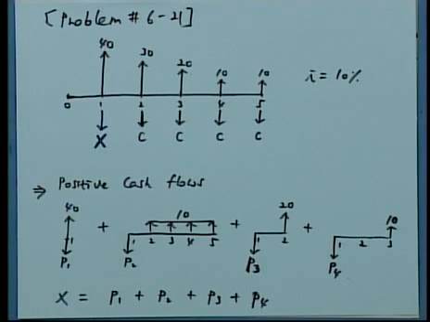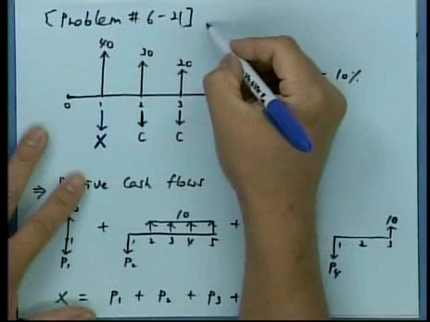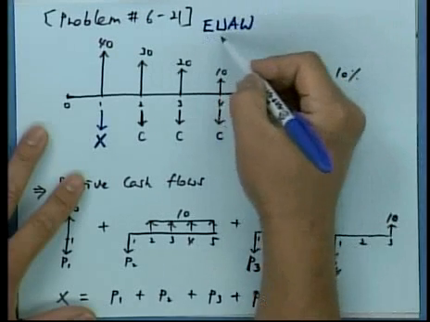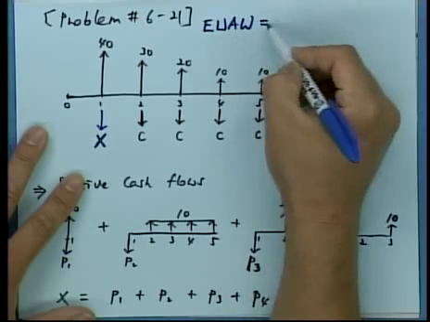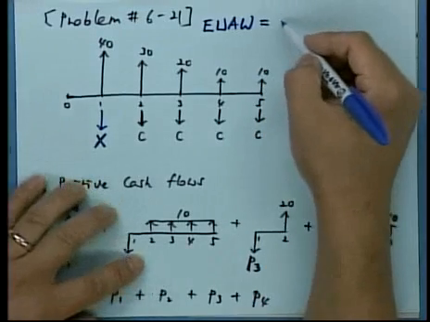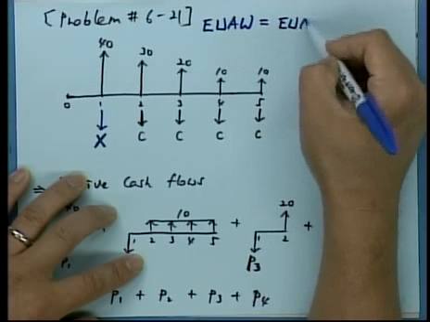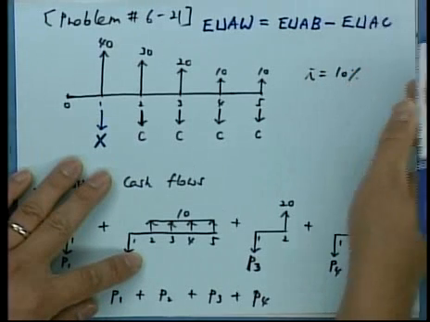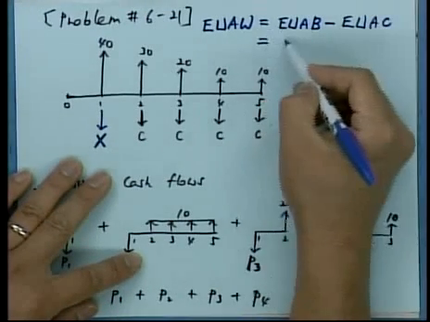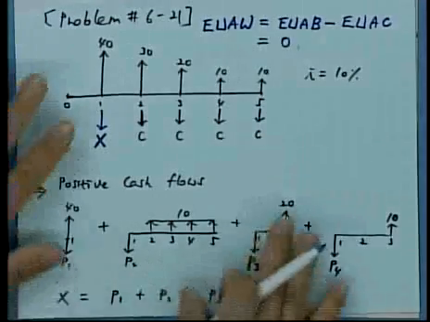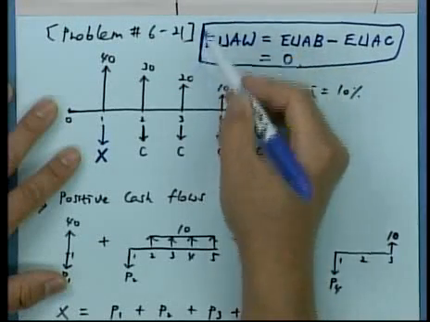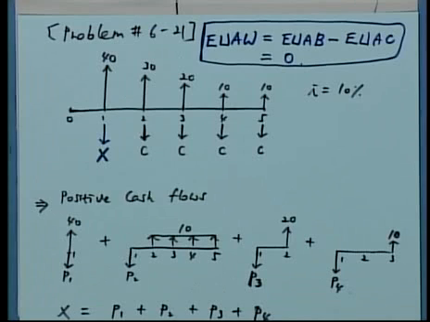So, as many of you already noticed, in this problem we've used the criterion EUAW, which is equivalent uniform annual worth, that can be calculated by equivalent uniform annual benefit minus equivalent uniform annual cost is equal to 0, right? So we have used this criterion for solving problem 6-21. Okay.